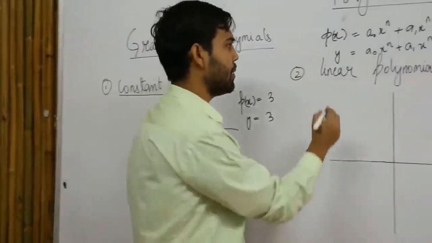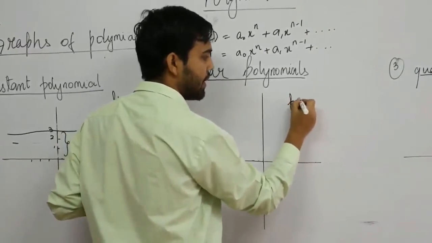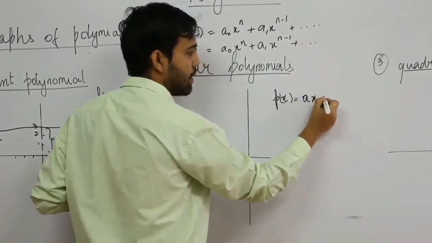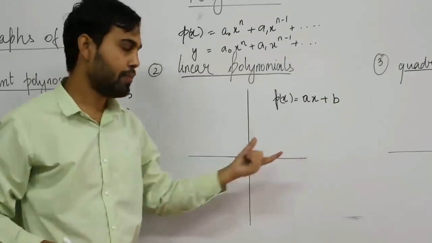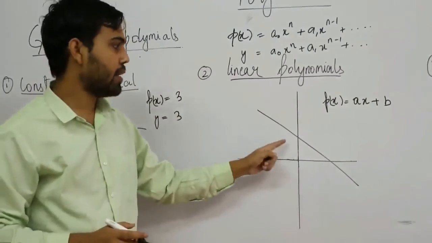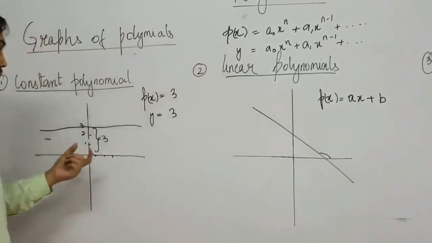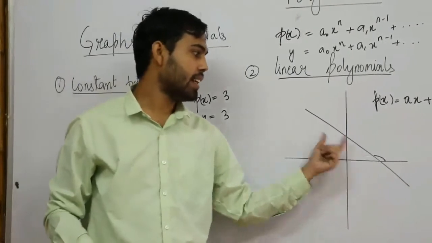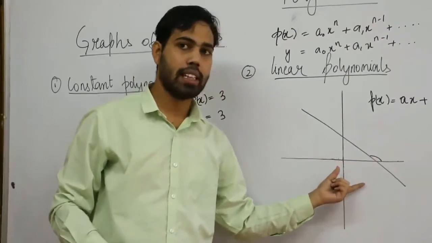What about the linear polynomial? Let us take an example. Suppose I have p(x) equal to ax plus b. Now the graph of this polynomial will be something like this. It will be a straight line, but it will make some angle with the axis. In the earlier case, the line was parallel, but in this case, the graph of this polynomial will make some angle with the axis.